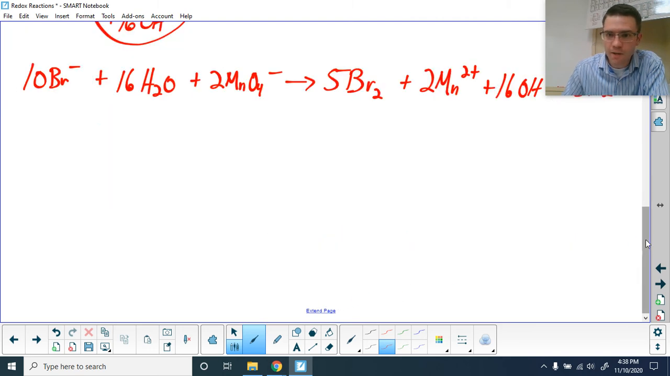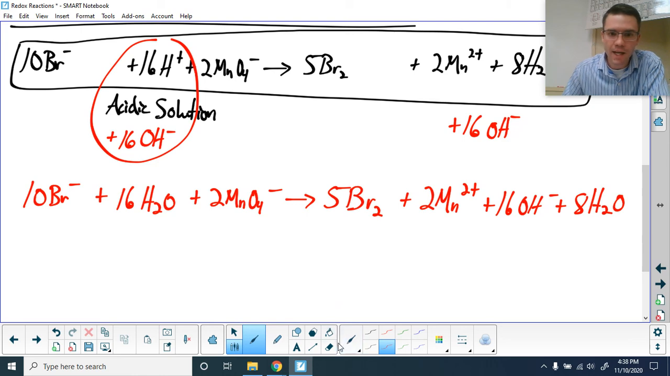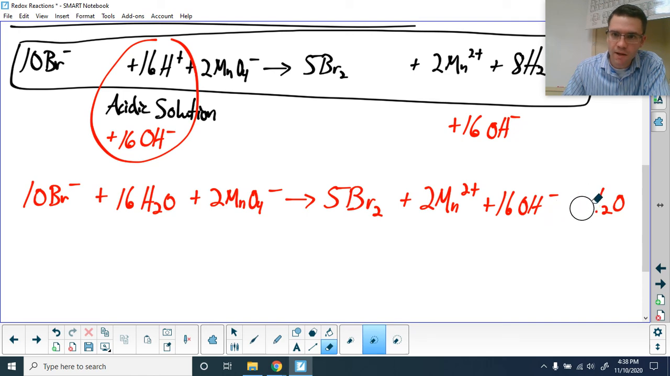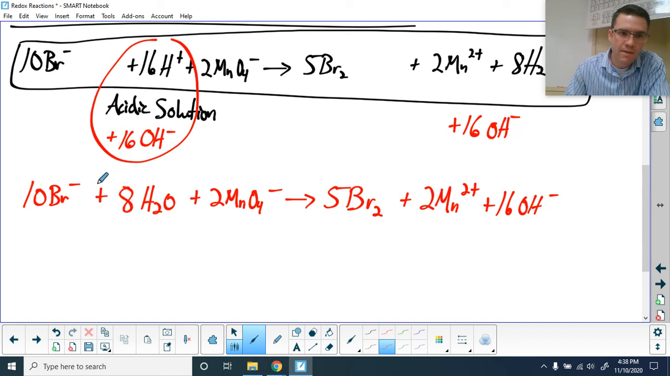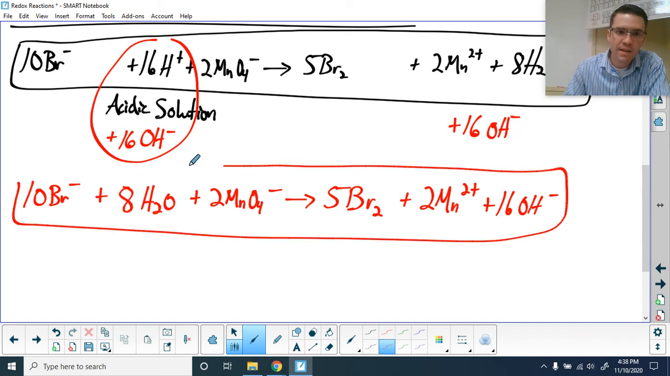And if you look at both sides of this equation, there's something that can be canceled. These 8 H2Os over here and the 16 over here, I don't need to write 8 of those twice. So these 8 H2Os will cancel 8 of these, and this is my balanced chemical equation in a basic environment.